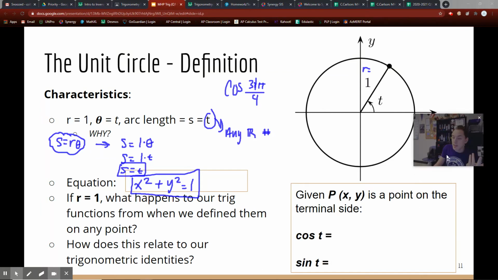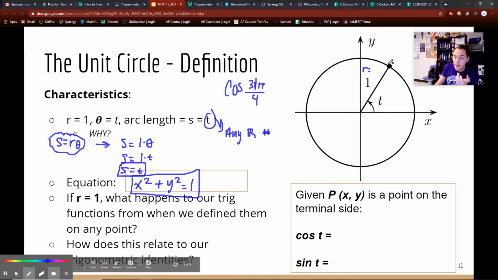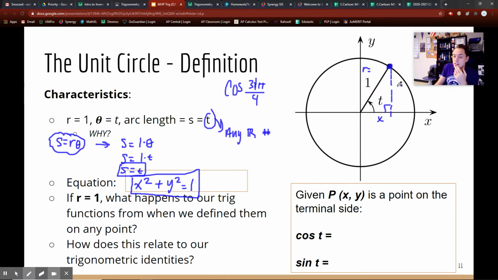But here, think about this. Given that P of x comma y, what does that mean? This point right here. Okay, I can build my triangle. This is x and this is y. And this is r, right? This is r right here, technically. Okay, that's r. Now think with me. We kind of already did this in 5.3, okay, but think with me.